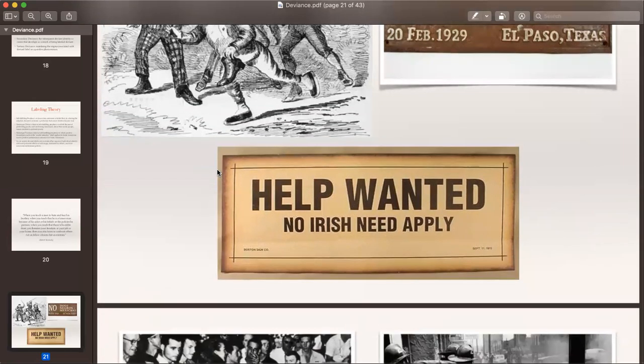How about this? Help wanted. No Irish need apply. The Irish immigrants were largely discriminated against in the early 20th century. They are viewed once again as stealing our jobs, jeopardizing the culture of America. They were portrayed as drunks. They were portrayed as corrupt.